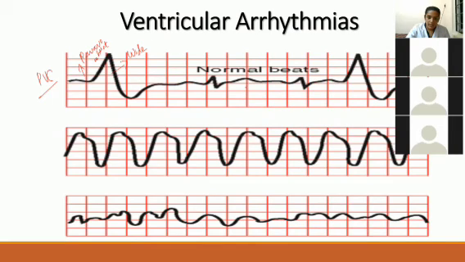Then the normal beats, and again the PVC is appearing. So this is premature ventricular complex. Next one is VT, ventricular tachycardia. No P waves are there, and the QRS also has bizarre morphology. Then next one is VF, ventricular fibrillation. In both VT and VF, no P wave is there.